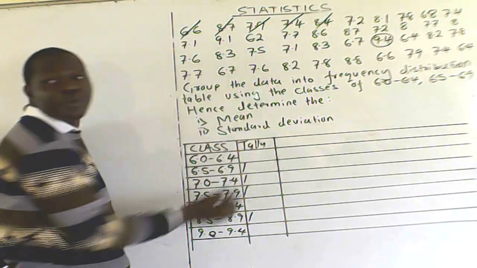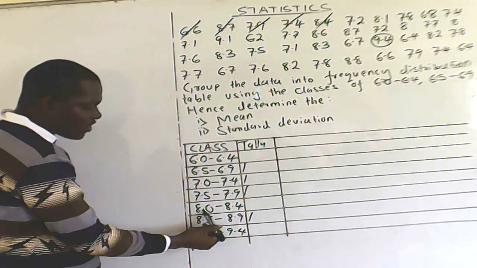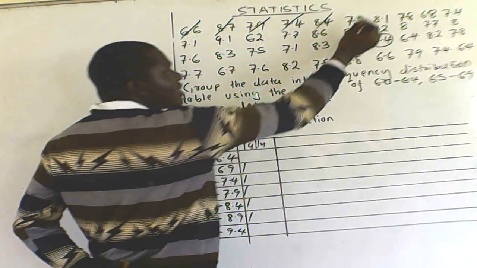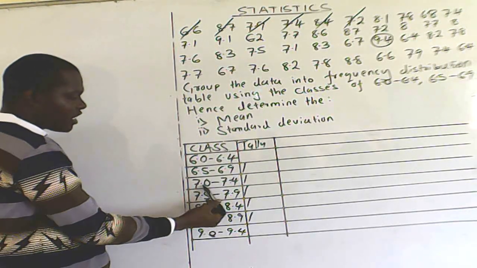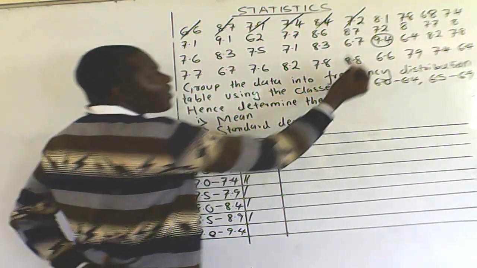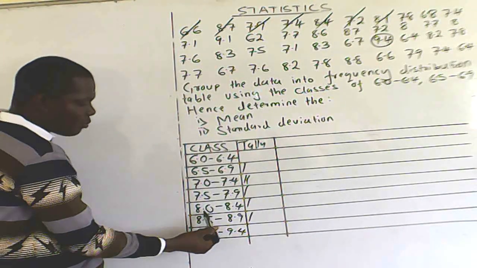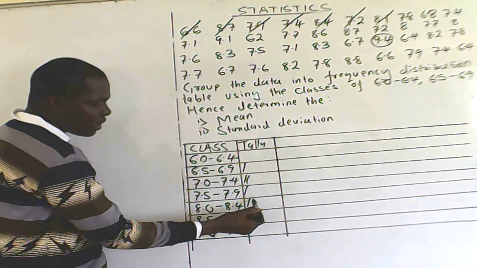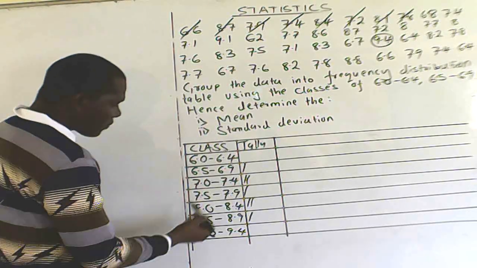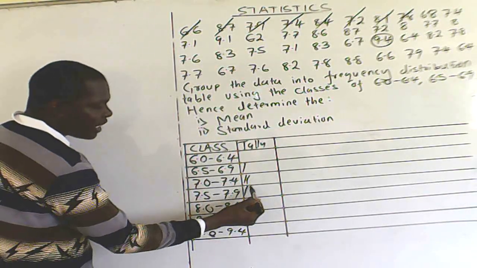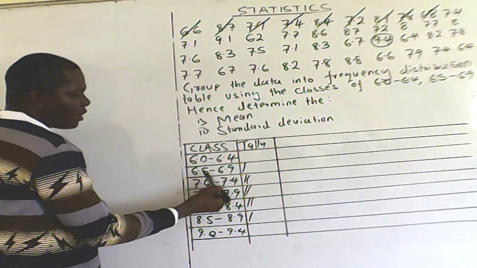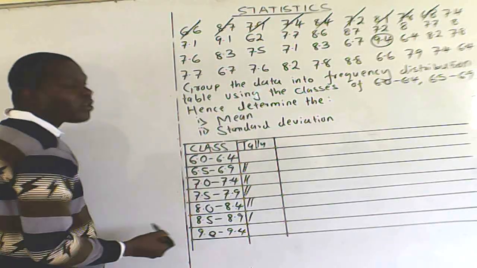Then the next one, 8.4 is in which class? It is between 8.0 to 8.4. You count it there. Then the next one, 7.2 is in which class? It is between 7.0 to 7.4. So you count it there. Then the next one, 8.1 is between 8.0 to 8.4. You count it there. The next one, 7.8 is between 7.5 to 7.9. You count it there. The next one, 6.8 is between 6.5 to 6.9. You count it there.